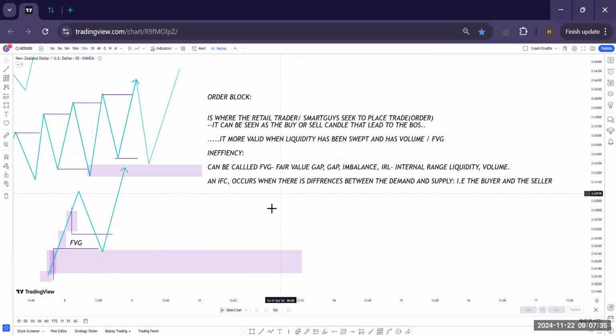So, and I said inefficiency that is caused here is when there's indifference or differences between the buyer and seller. That is what caused this gap. And for price to move further, price must retrace to fill this gap, either with a wick, anyhow, price must fill this gap before continuing its journey. And I said something that price is just like a vehicle.